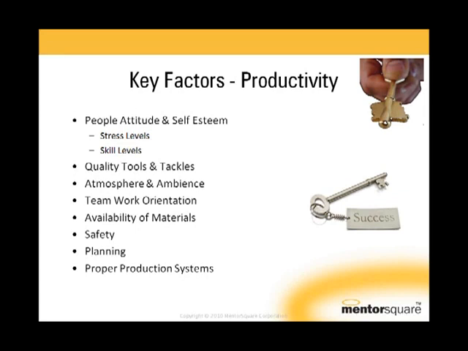So let's look at the key factors which will help us get a company into a productive mode. Predominantly, these are people, attitudes, and self-esteem. These are very important for highly productive companies, and these depend on skill levels, stress levels, etc. So these are things we need to give importance to. We need to provide them with quality tools and tackles. We need to create a suitable working atmosphere and ambience so that you get high productivity. And also create a culture of team working. It's very important because not all tasks are individually oriented. Some of the tasks are team oriented, so they need to learn how to work as a team.